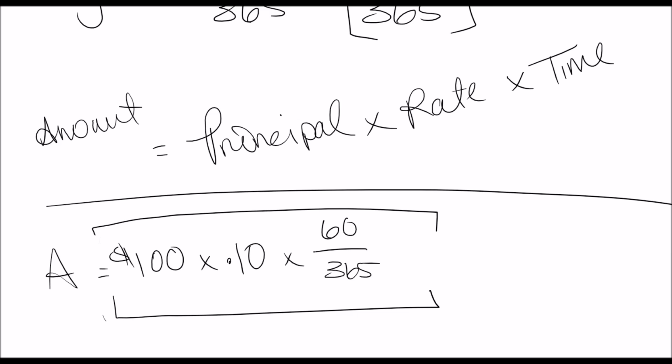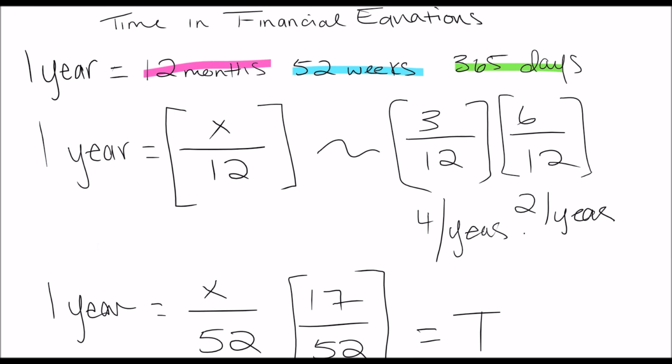So working with finance, working with numbers in essence of time, you have to consider how to break them down. So remember that 1 year is equal to 12 months, 52 weeks, or 365 days as fractions of themselves.